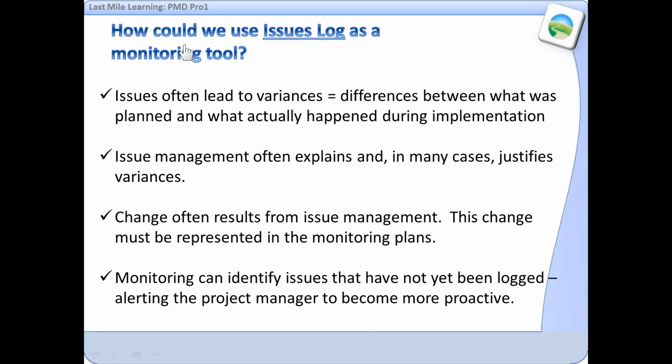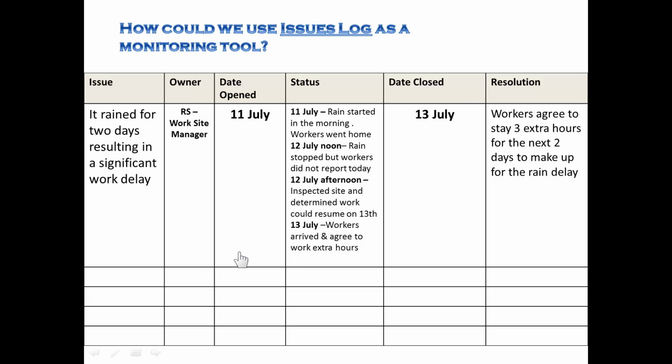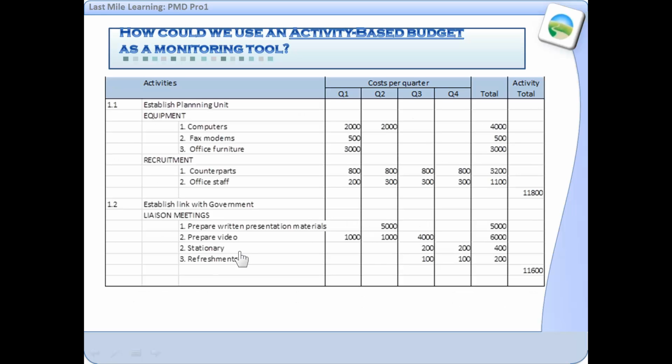So I just wanted to mention the issues log, and here are some of the reasons. Issues often lead to variances. Variances are the difference between what was planned and what actually happened, and the issues log will explain some of those variances. Issue management often explains and in many cases justifies the variances. So as a manager, you aren't always going to be in trouble or see variances as a negative, because maybe they were changes that needed to be made. And changes often result from issue management. And monitoring can identify issues that have not yet been logged, alerting the project manager to become more proactive. So monitoring processes will also add more issues to the issues log, and that's a good thing.